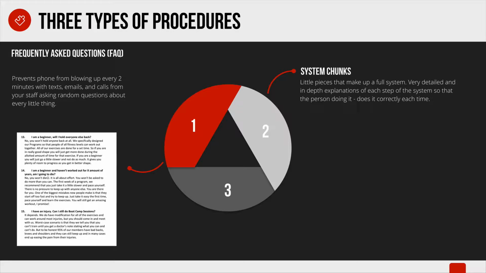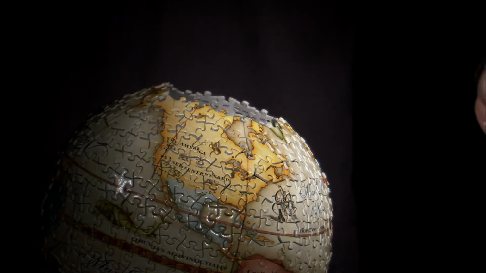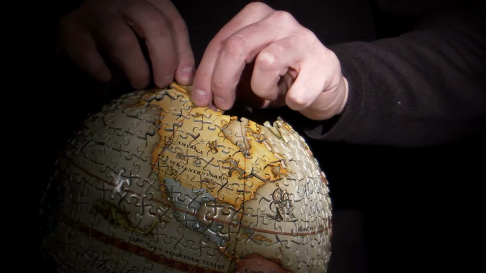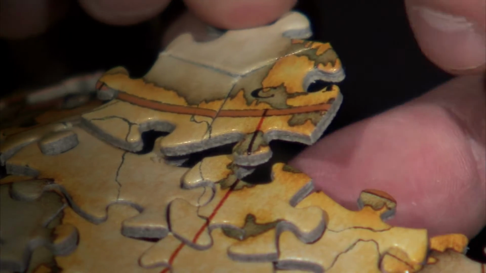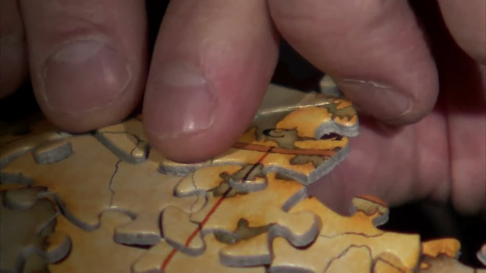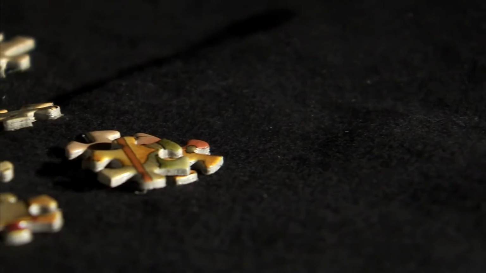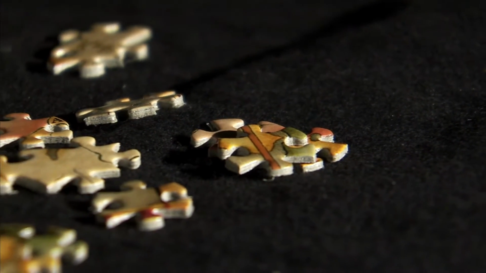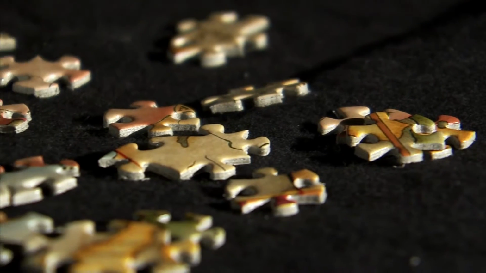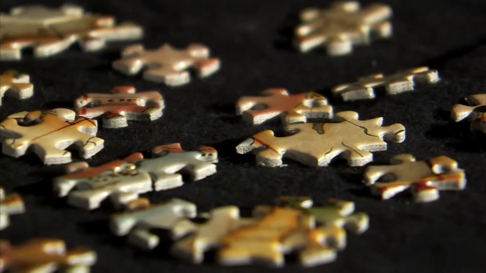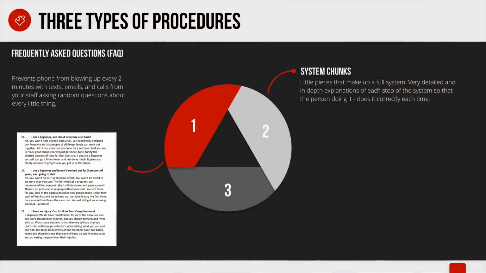Moving on to procedure type number 2, which is known as system chunks. These things are similar to puzzle pieces that make up a bigger puzzle. When you make a true system for your business to get tasks off your to-do list, you write down the broad steps of how to complete that task. This system is kind of like a finished puzzle. In order to finish the puzzle, you need to put the pieces in the right order so the puzzle gets completed correctly. The same can be said about system chunks and systems. The chunks are little pieces that make up a full system. The difference is that these pieces are very in-depth, so the person doing them will do it correctly every time.